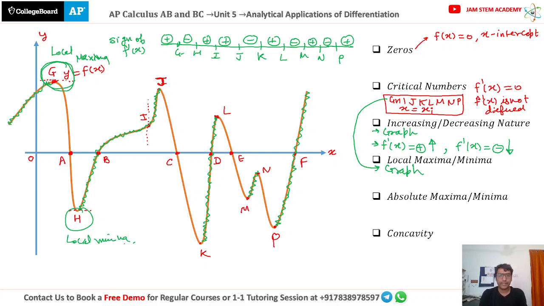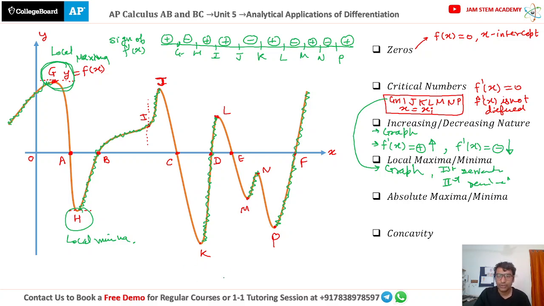Similarly, J, L, N, these are points of local maxima. K, M, and P are points of local minima. So in this way you can find the local maxima or minima from the graph. But if you have to do it analytically, if the graphical methods are not allowed, for that we have various methods, like the first derivative test and the second derivative test. I will discuss that in the same session.